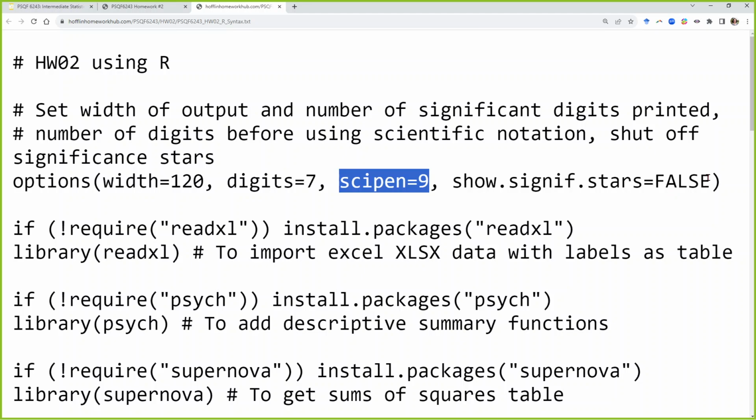Also, R star shows significant stars. I don't like that kind of clutter in my output, so I turn it off. But if you like to have the stars, you can turn it back on. And this is also the number of significant digits. It's not significant, number of digits printed, I would say. And that includes both the whole number part and the decimal part. And it needs to be 7 to get enough digits for the homework system. So Erica figured that out for me last time because I had it set to 5 and it didn't work.